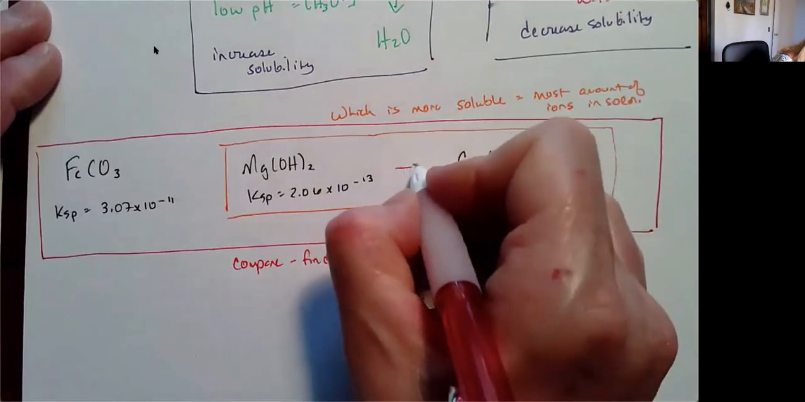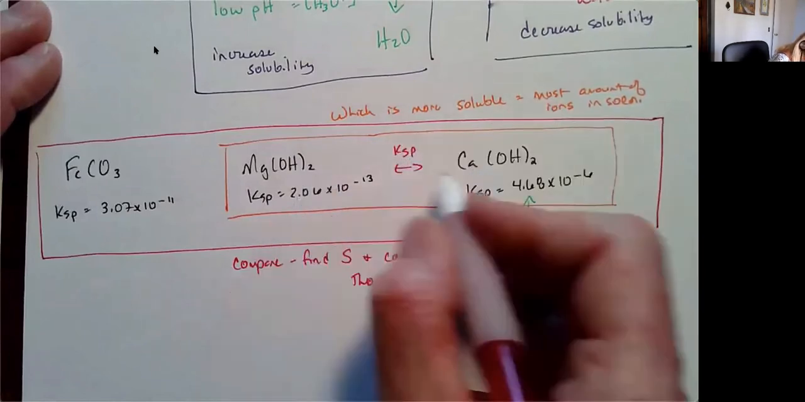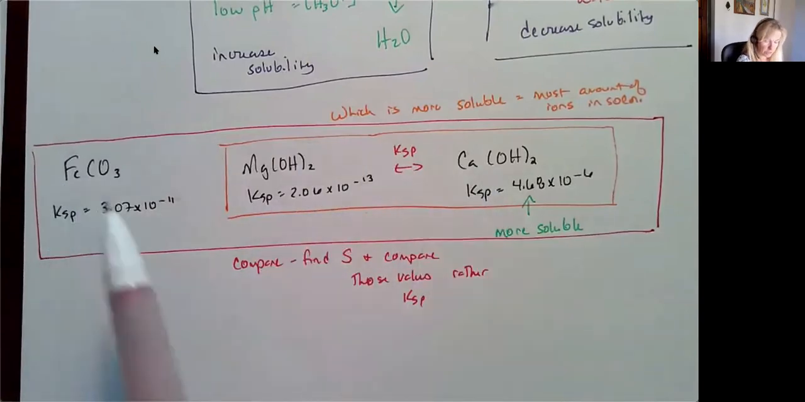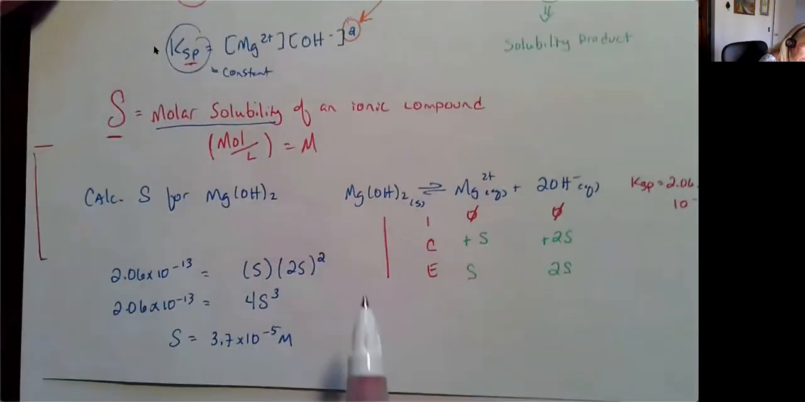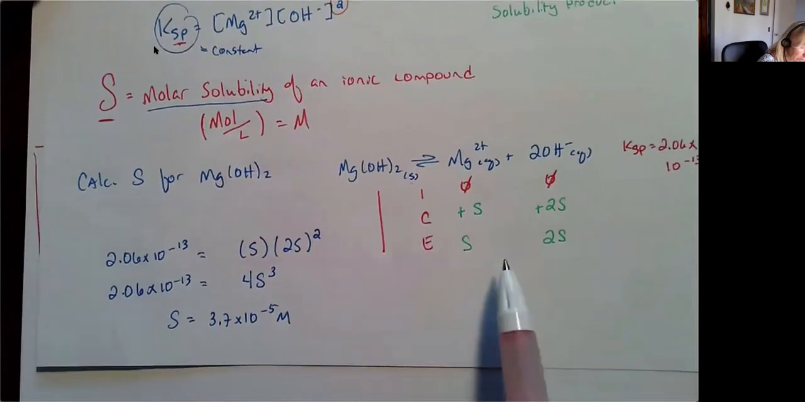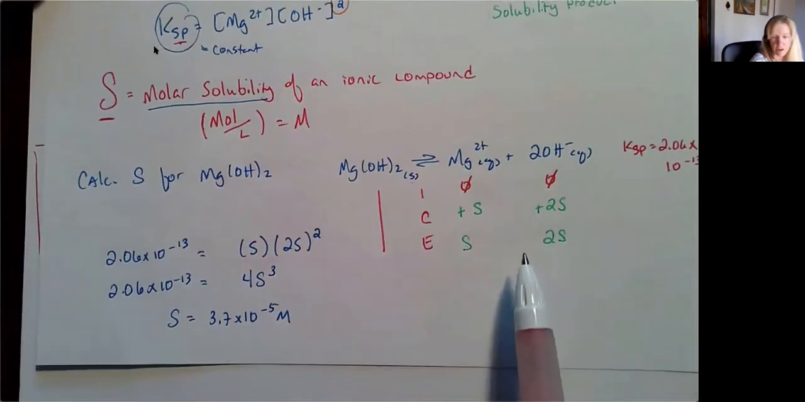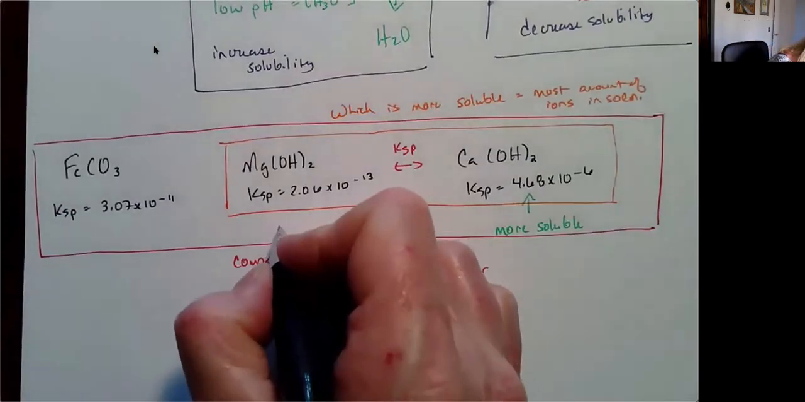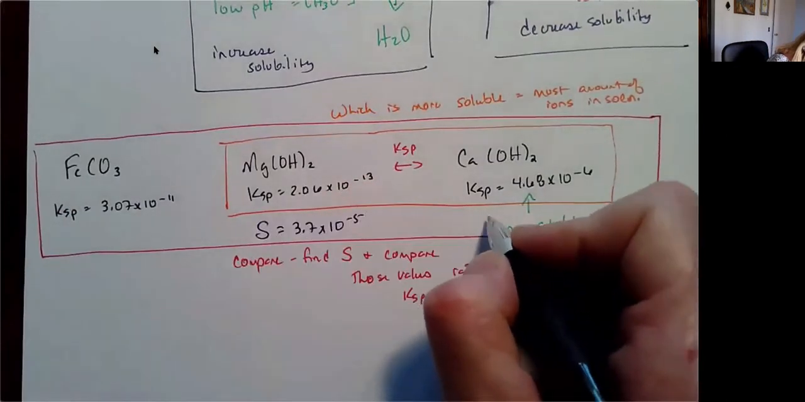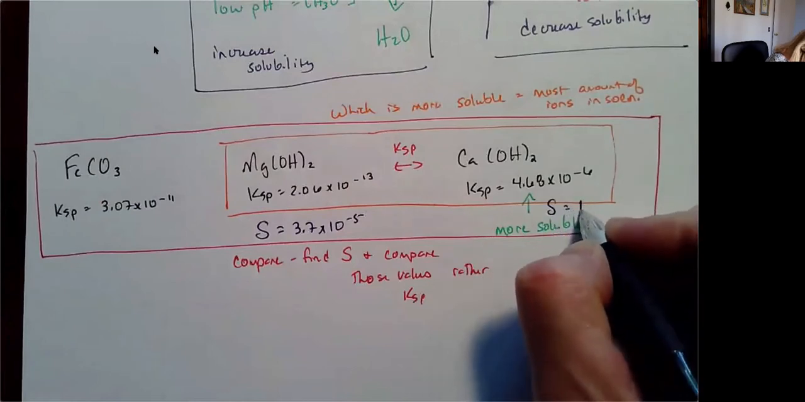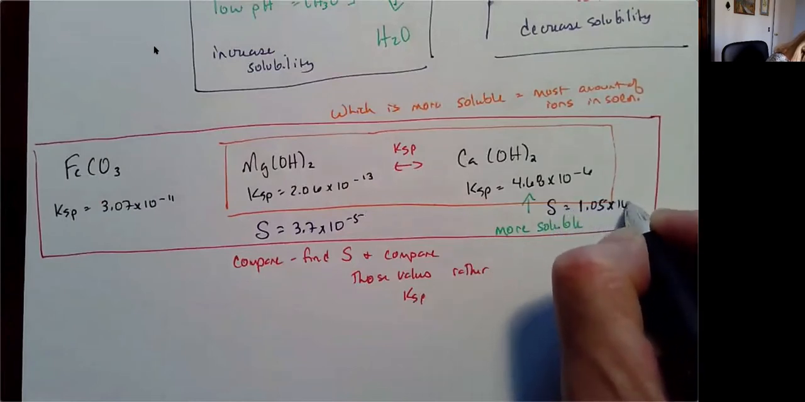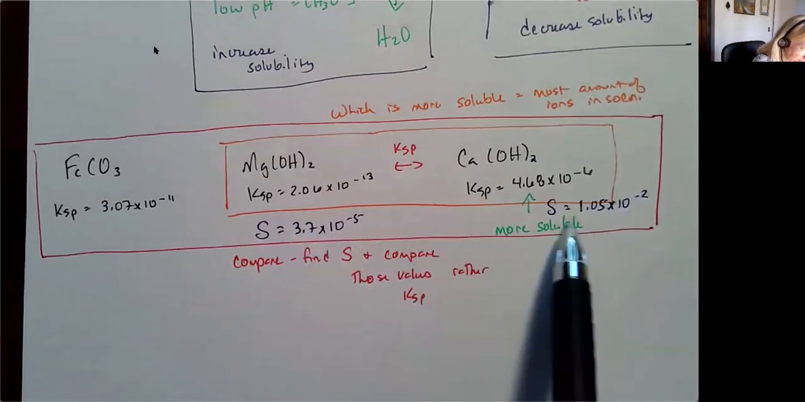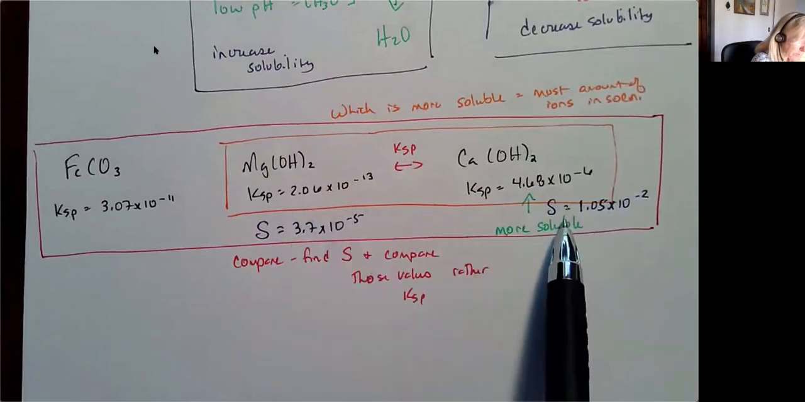Here I can compare my KSPs because these have the same stoichiometry, 3 and 3, but now I have 2 here. If I calculate my S just like I did here, for calcium hydroxide and iron carbonate, what I'm going to find are these values here. This S, which we've already calculated, this S here is going to be 1.05 times 10 to the minus 2, and this is a smaller value, so that also tells me that this is going to be more soluble.